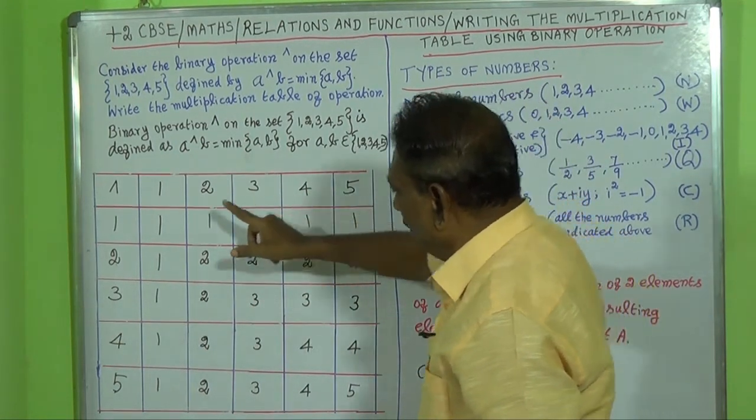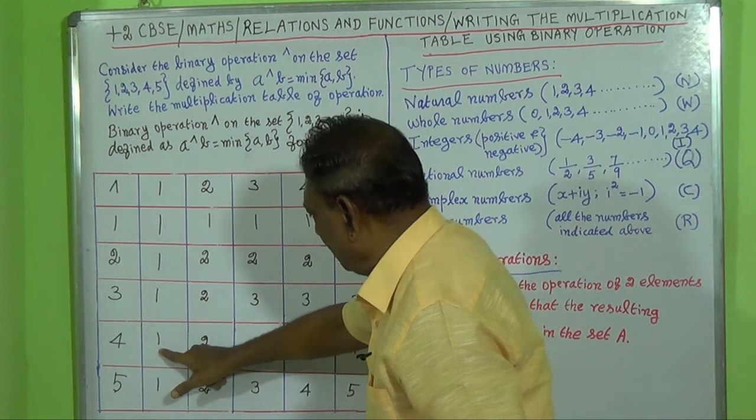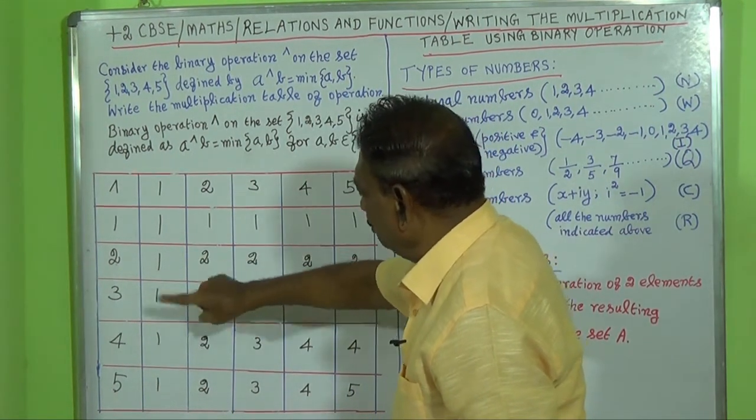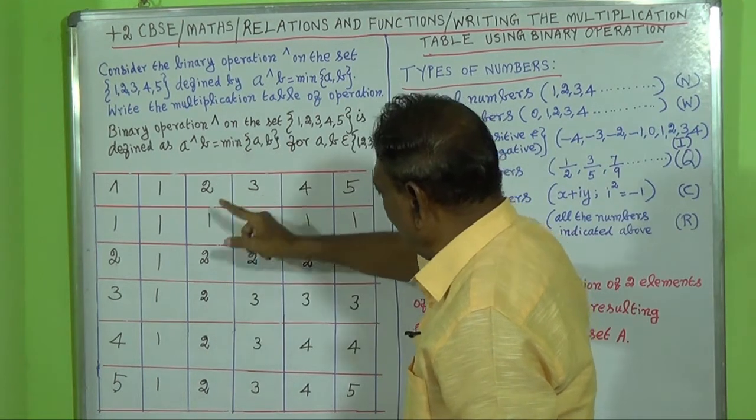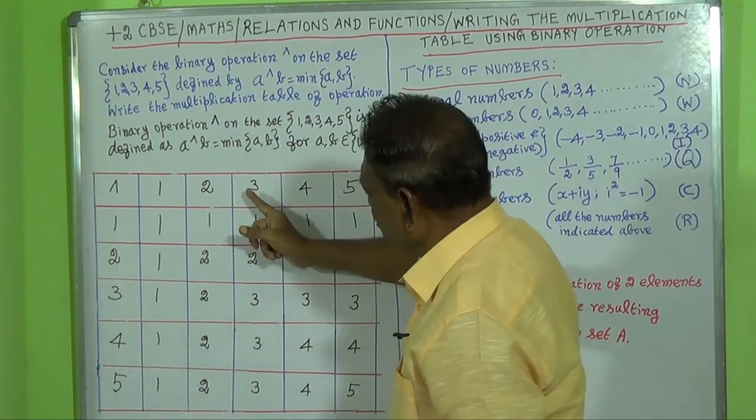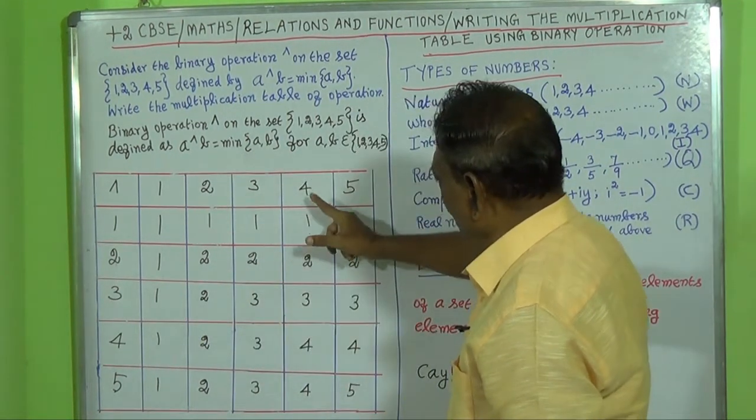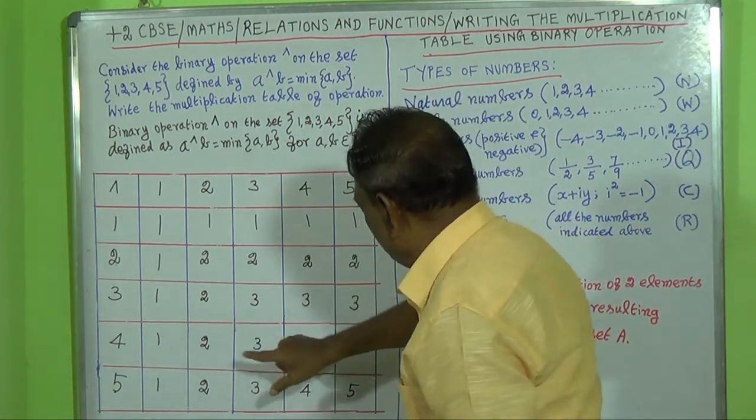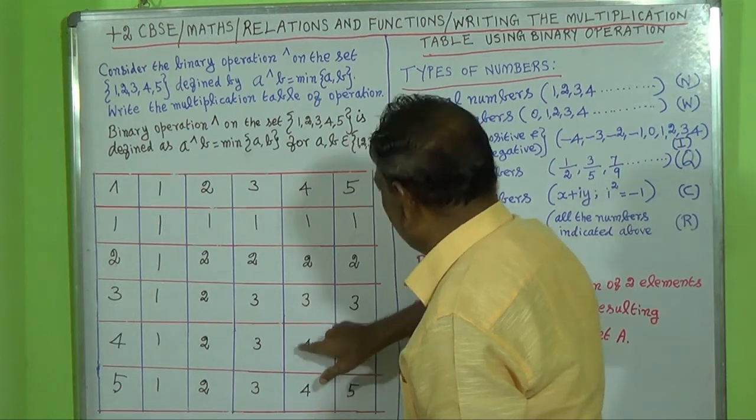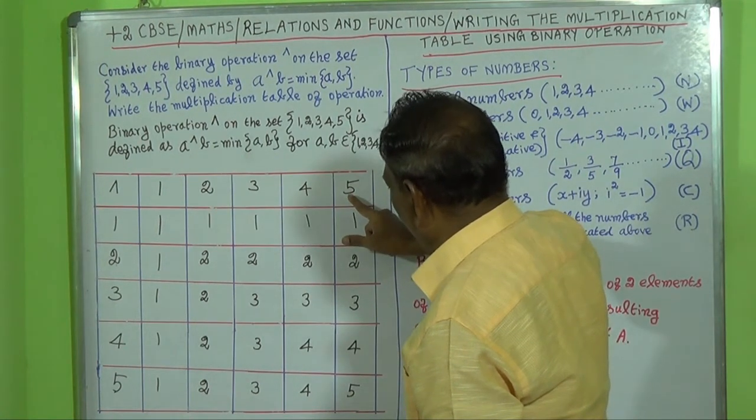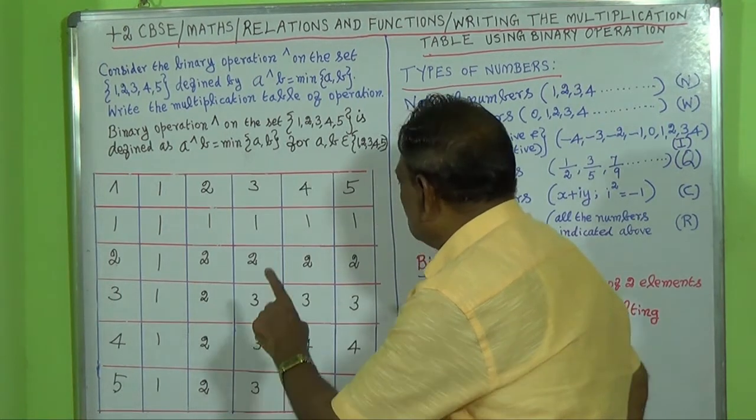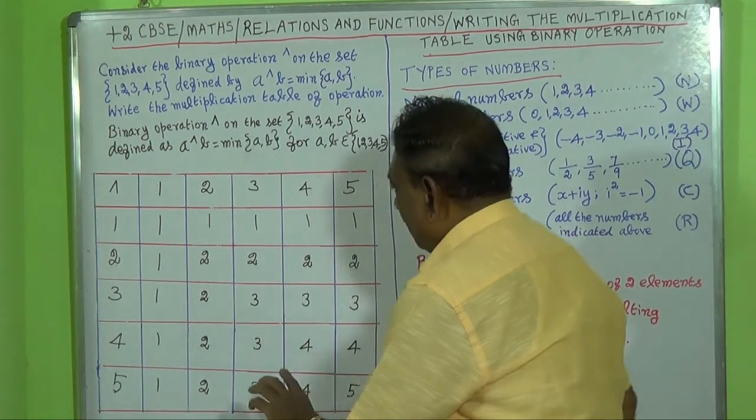Considering 1 and 4, the minimum is 1. Taking 2 and 4, the minimum of these two is 2. Taking 3 and 4, the minimum of 3 and 4 is 3. Taking 4 and 4, the minimum of these two numbers is 4. If we take 5 and 4, the minimum of these two numbers is 4.